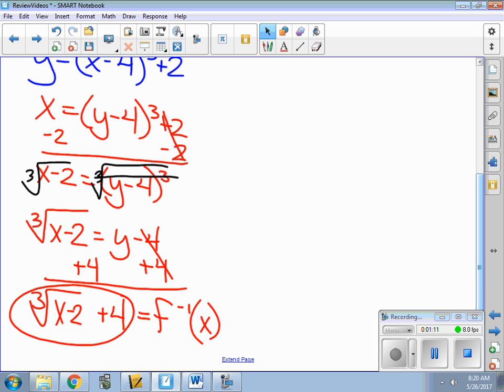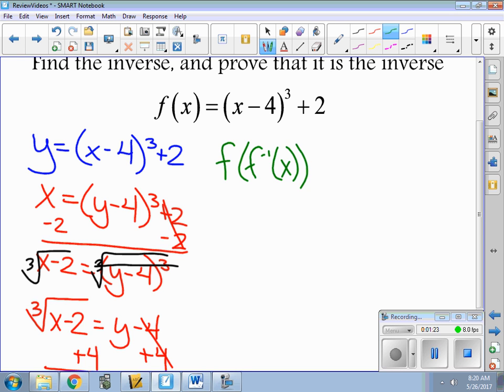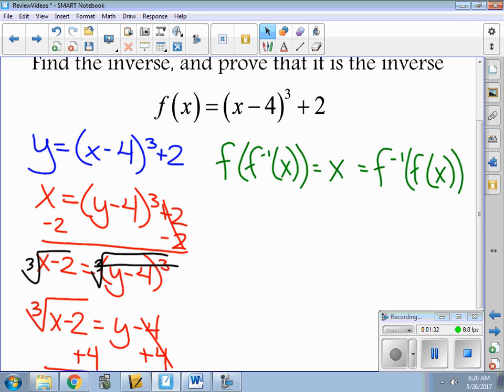My next step is to prove that this actually is the inverse. So in order to prove that it's the inverse, I want to show that f of f inverse of x is equal to x. And I also want to show f inverse of f of x is equal to x. Because y equals x is the identity function.